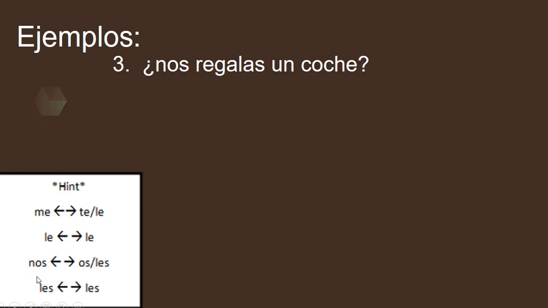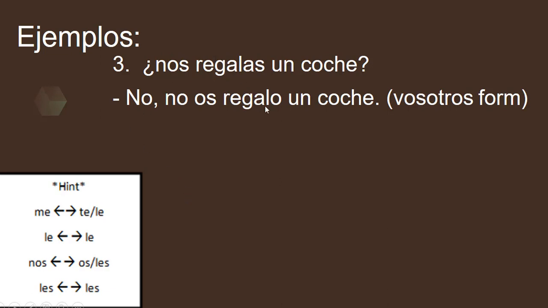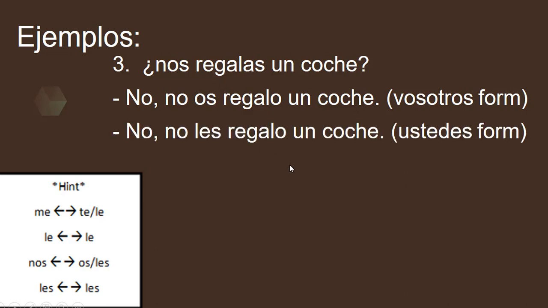Okay, so if it's a nosotros, it could be the opposite. Yes, I gift this car to you guys. This is the you guys and the vosotros form. Yes, I'm giving this to you guys, sure. Or you can use the ustedes form, which would be les. It would be the next one down. No, I don't. Actually, it is a no. No, I don't gift the car to you guys. This is the same thing. To you guys or to you guys. This is the form that they use in Spain, or we use in Spain, and this is the form that they use in Latin America. Okay.